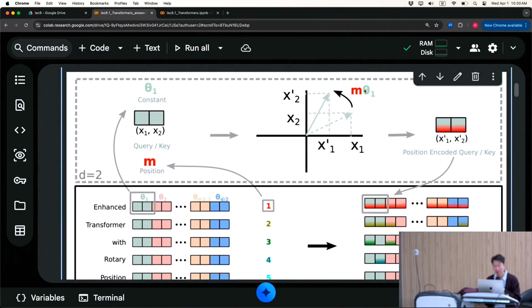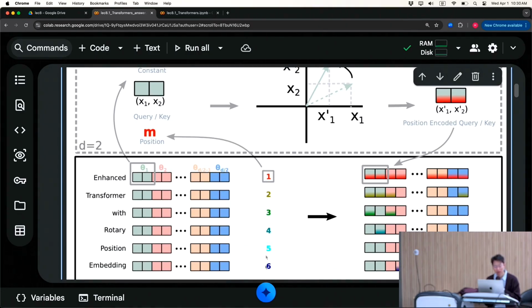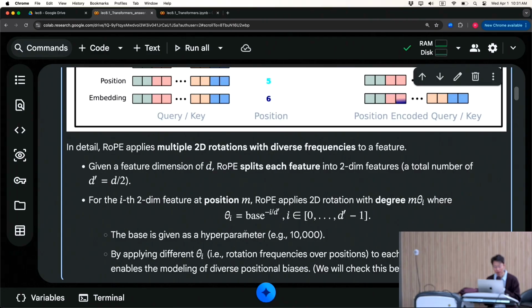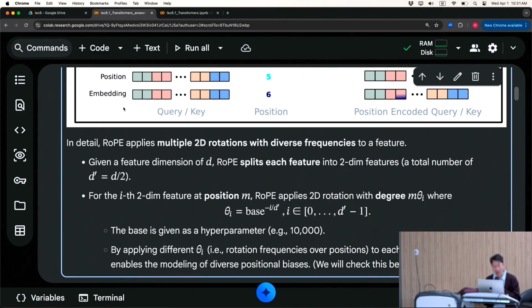It's actually m times theta, where m depends on the location in which it appeared in the sentence, so the token index. Theta depends on the location of the feature dimension, so which location in the feature index it came from. Mathematically, theta is some base raised to the power of negative i over d prime. So i is which index it came from in the feature dimension, and d is the total dimension divided by 2.